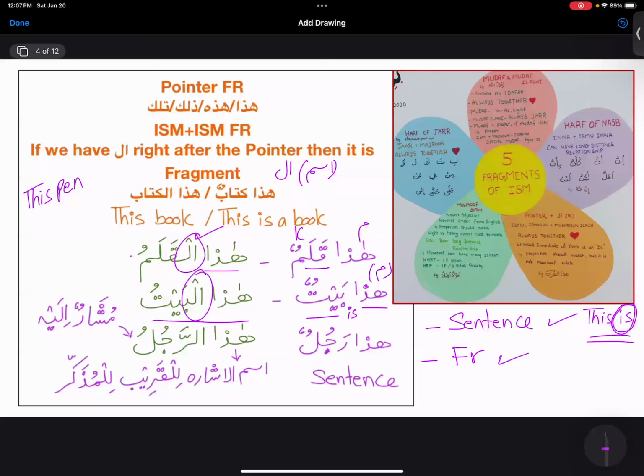One more time. Hada rajulun, translation. This is a man. This is my jumla ismiya. Haza is my mubtada, rajulun is my khabar. But now if I have haza rajulu, is it a fragment? Musharun ilay. Fragment and musharun ilay. So you're going to label it ismul ishara lil qareeb, lil muzakkar, right? And then ar-rajulu, you can say musharun ilay.